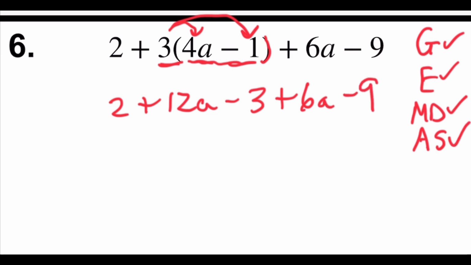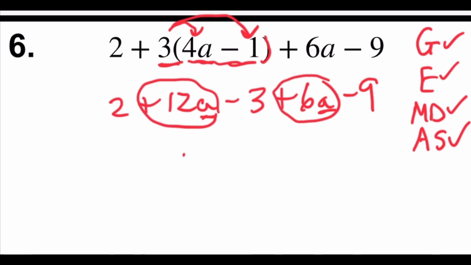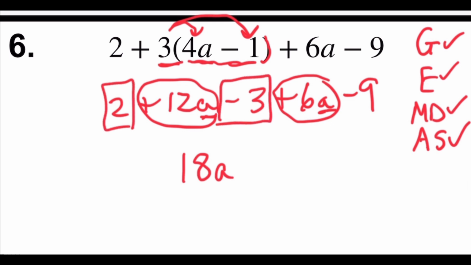Last, I'm going to do adding and subtracting, which algebraically is combining like terms. So I have an a and an a. I am going to add 12a plus 6a, which will give me 18a. And then I'm going to add together my numbers. 2 minus 3 is negative 1. Negative 1 minus 9 is negative 10. So my answer is 18a minus 10.